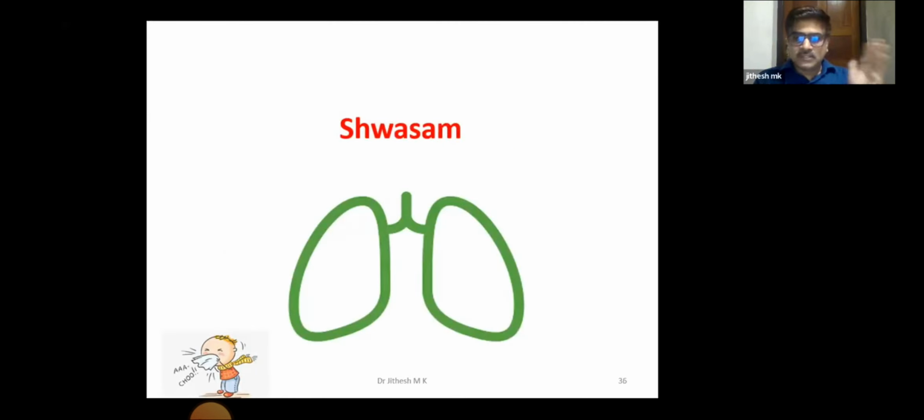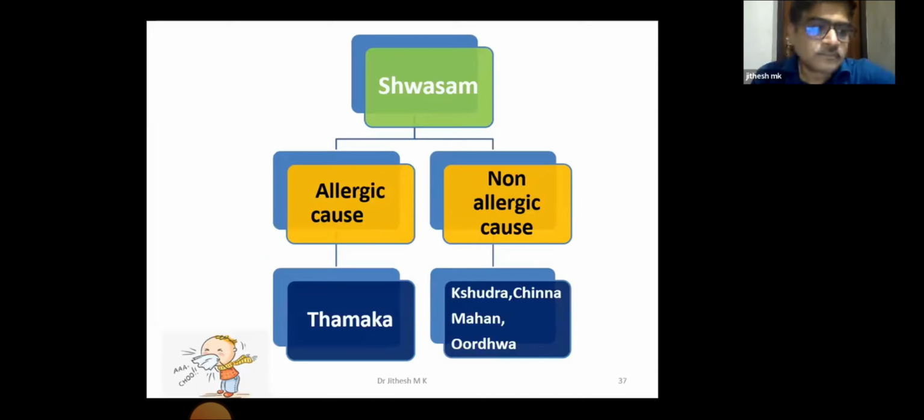Now we will come to the Swasa. The yogas we will explain later. So for this Swasa, we have to think mainly in the practical aspect. We have to consider only two aspects: the Swasa produced due to allergic cause and the Swasa produced due to non-allergic cause. So it is better to think whether it is allergic or not. Our first line of diagnosis should be whether this Swasa is allergic or due to any other reasons.